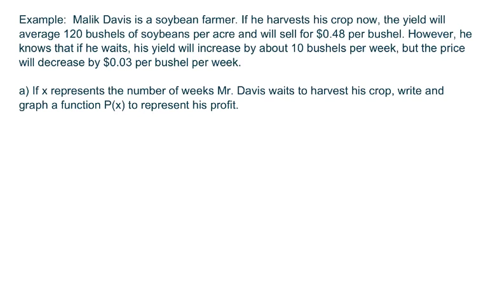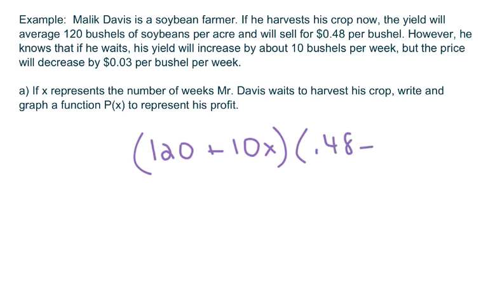So his profit is the amount of bushels times the price. He's going to start with 120 bushels, but he's hoping to gain 10 bushels per week. The price is normally 48 cents, but if he waits, it's going to decrease by 3 cents per week. So my function P of x is (120 plus 10x) times (0.48 minus 0.03x).